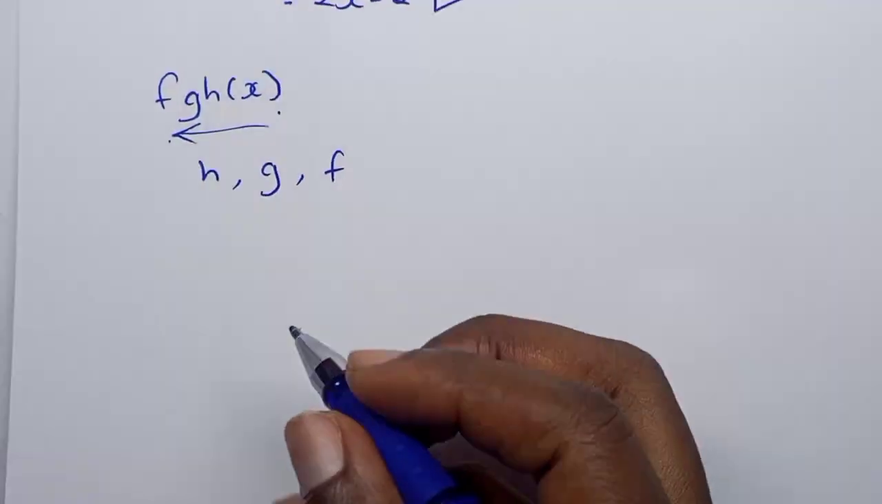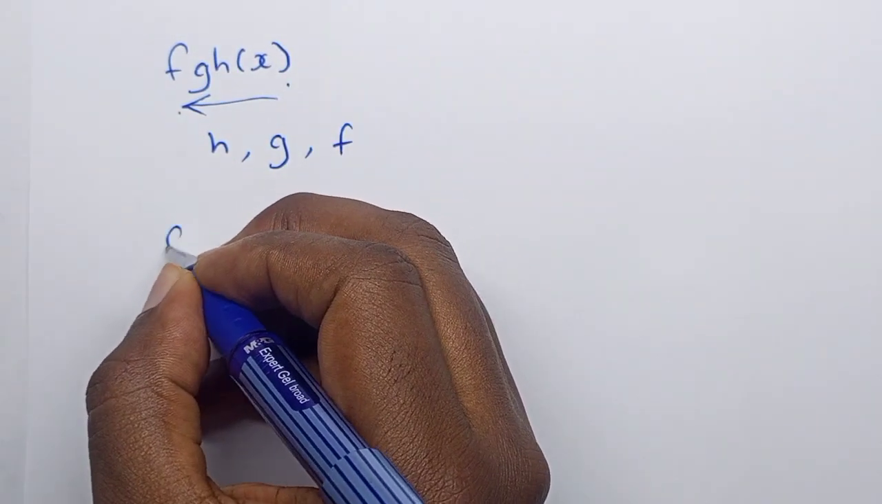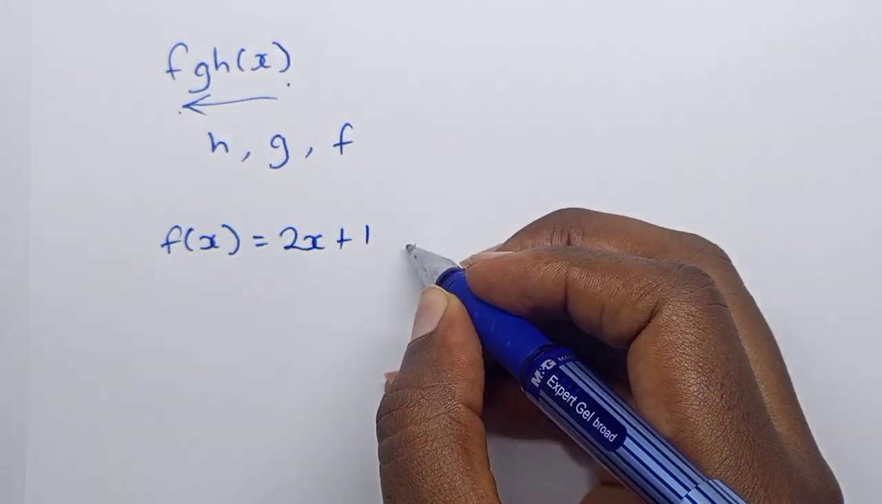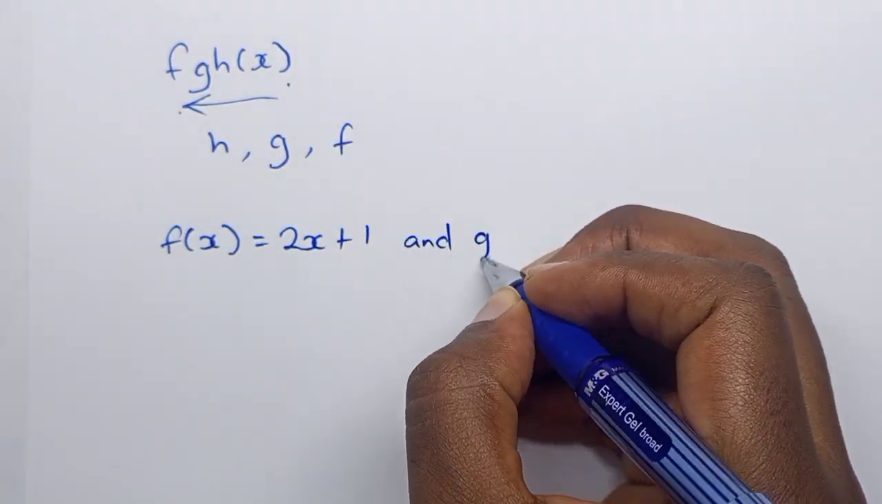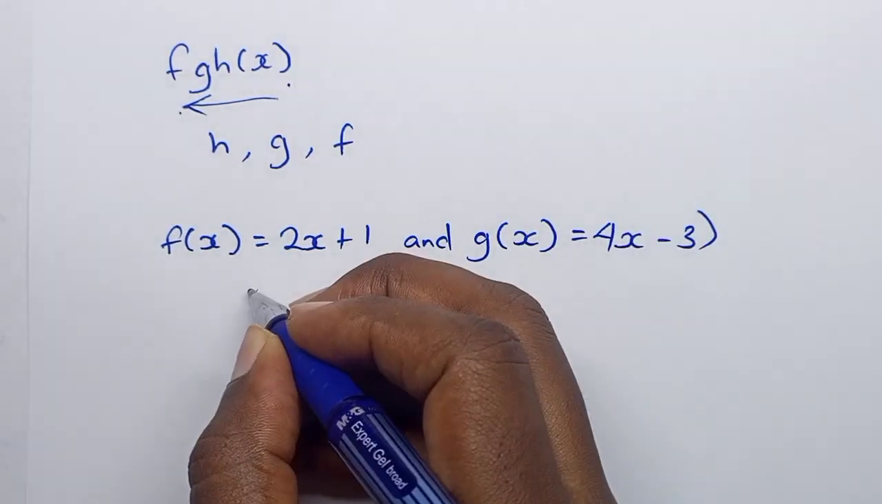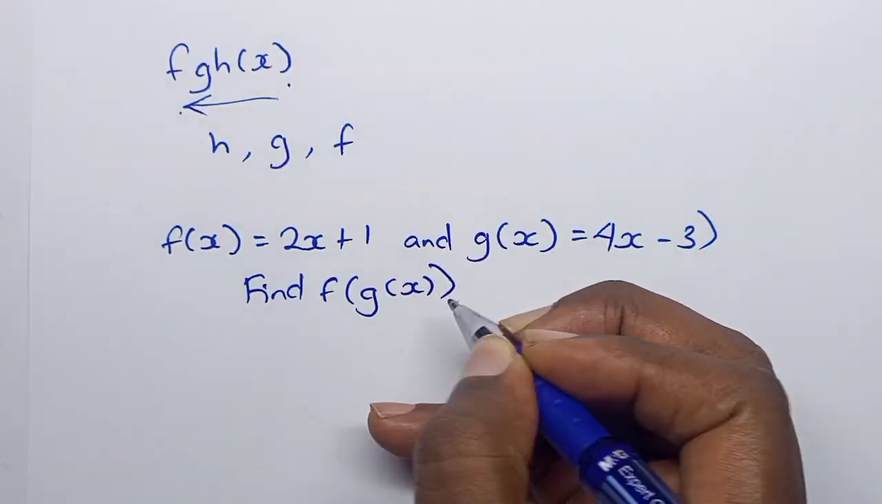Now let's look at some examples. For example, if you've been given f of x is equals to 2x plus 1 and g of x is equals to 4x minus 3, find f of g of x.